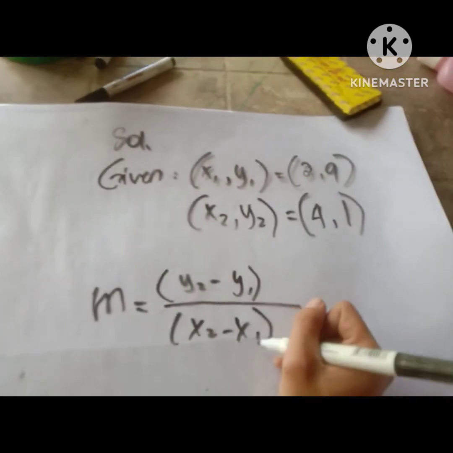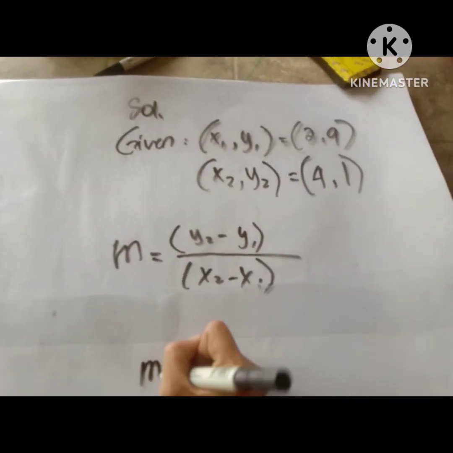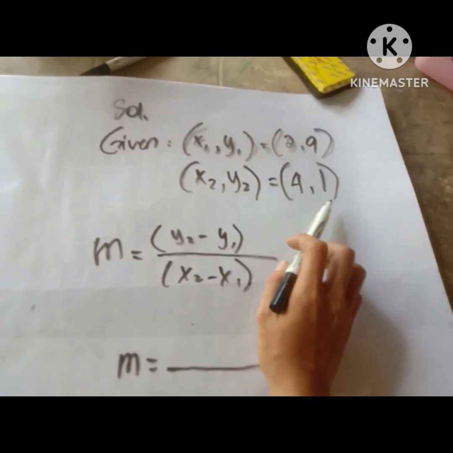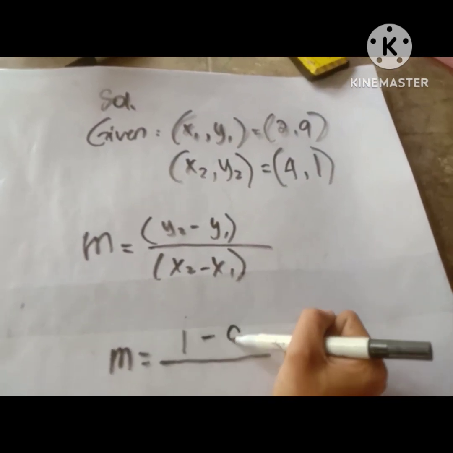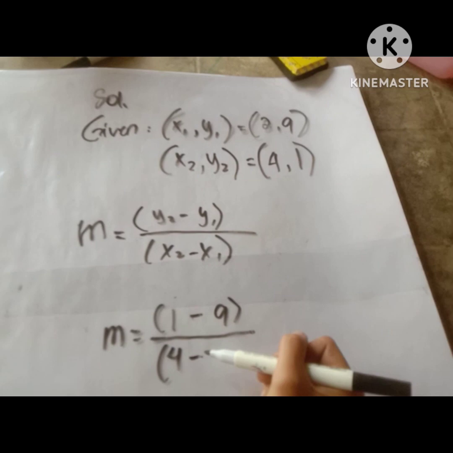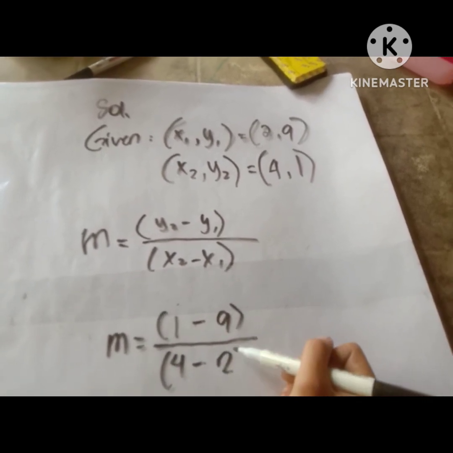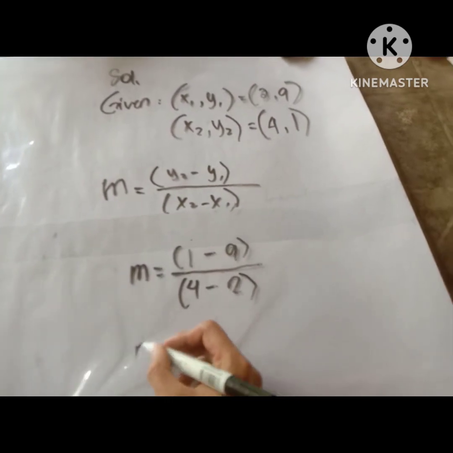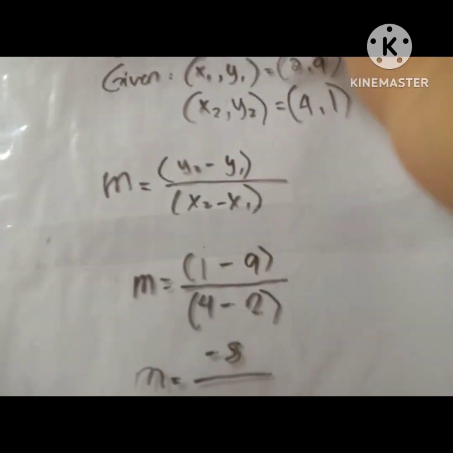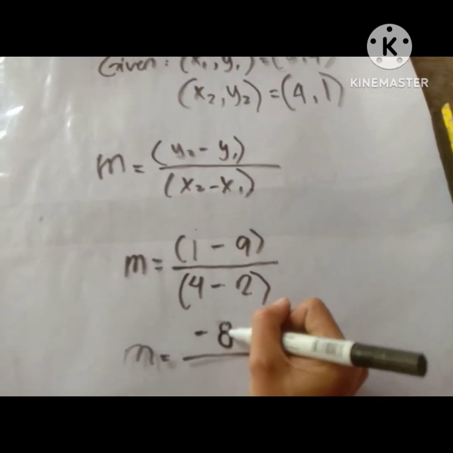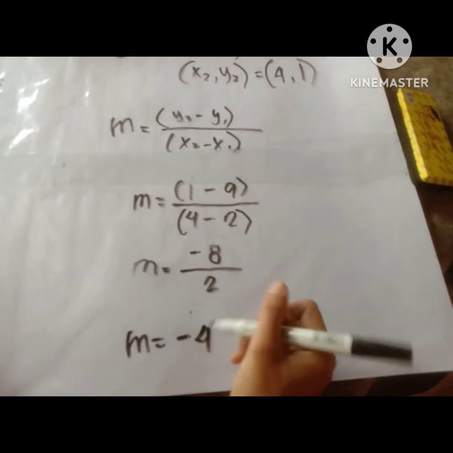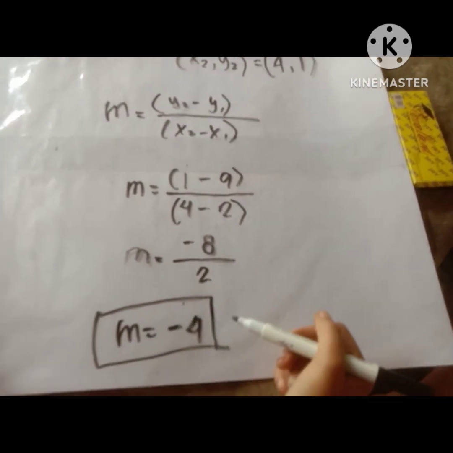So to find the slope, we substitute the values of the x and y coordinates. The y sub 1 is 9 and the y sub 2 is 1. So y sub 2 is 1 minus y sub 1 which is 9, over x sub 2 which is 4 minus x sub 1 which is 2. So, simplify. 1 minus 9 is equal to negative 8. Then 4 minus 2 is 2. So negative 8 over 2 is equal to negative 4. So our slope for the given coordinates is negative 4.